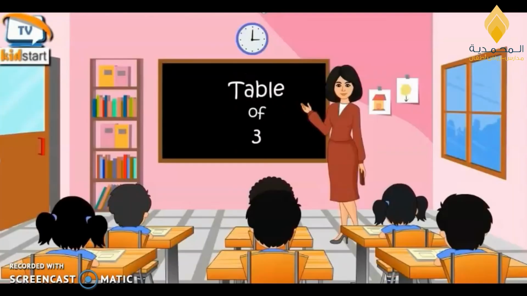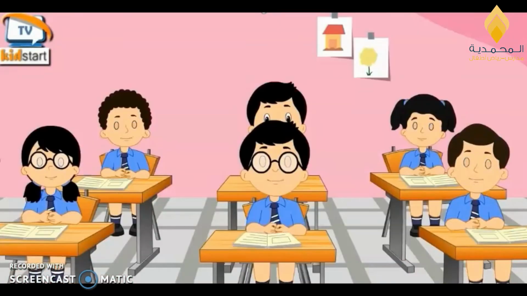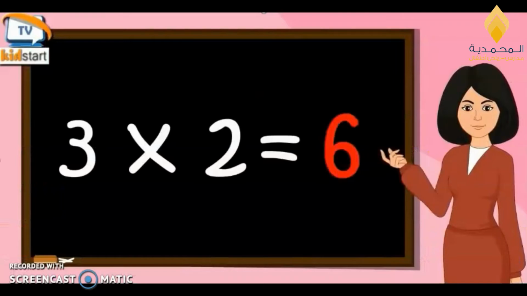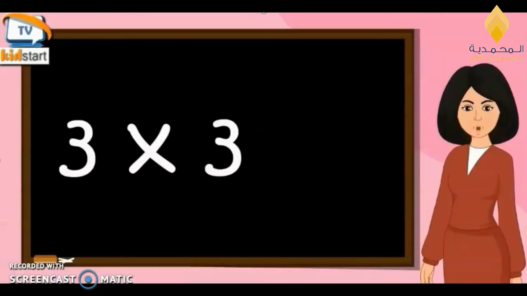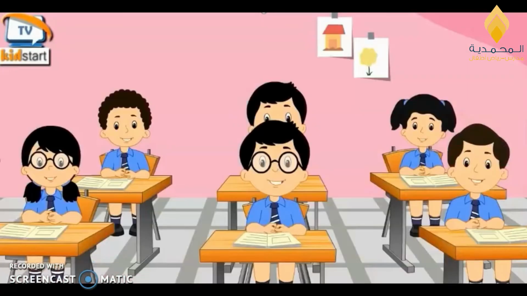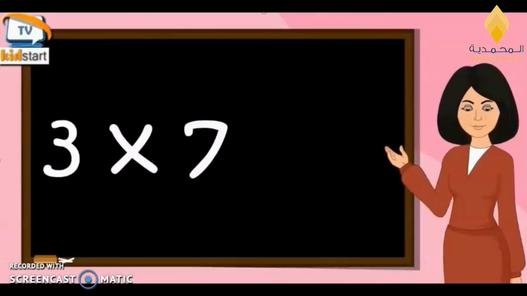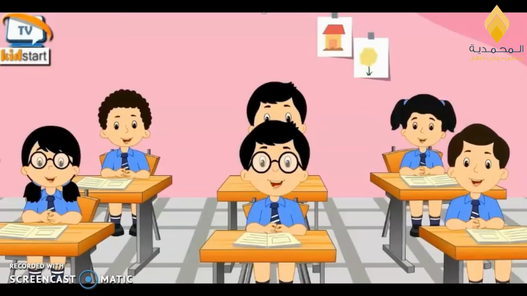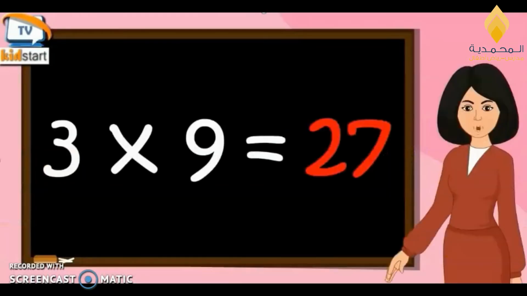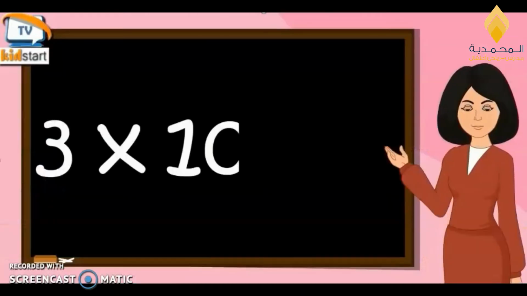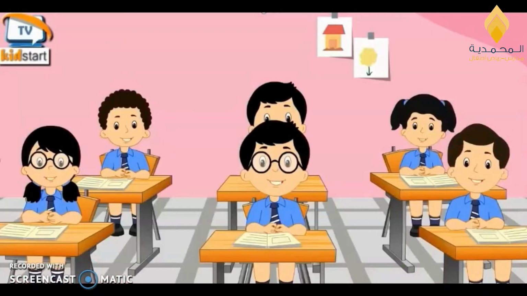Let's learn the table of 3. Repeat after me. 3 times 1 is 3. 3 times 2 is 6. 3 times 3 is 9. 3 times 4 is 12. 3 times 5 is 15. 3 times 6 is 18. 3 times 7 is 21. 3 times 8 is 24. 3 times 9 is 27. 3 times 10 is 30.